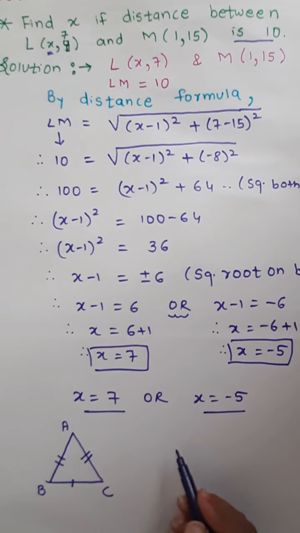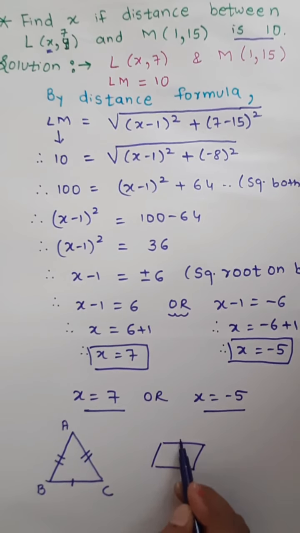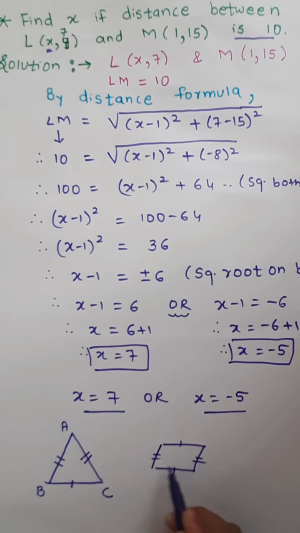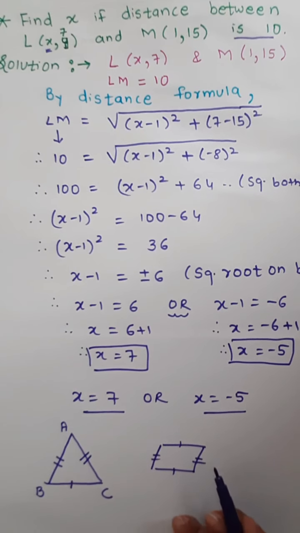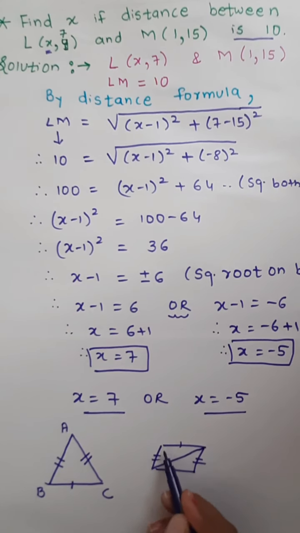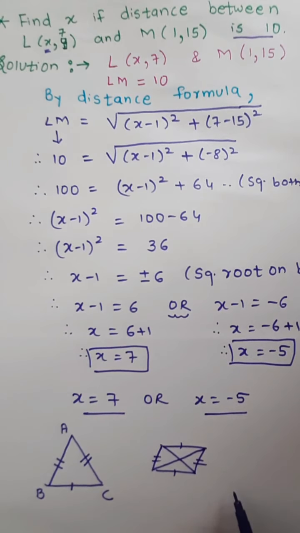If it's parallelogram or rectangle, check if the opposite sides are congruent. If the opposite sides distance is equal, then you'll say it is a parallelogram. You can also check it by the diagonals being congruent, or for a rectangle, opposite sides are equal.